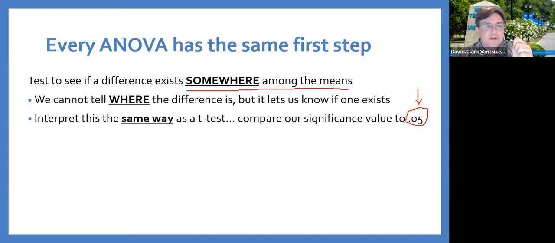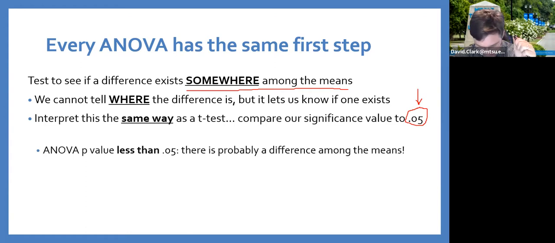So it's the same way as a t-test, guys. If the ANOVA p-value is less than the alpha of 0.05, your interpretation of the ANOVA is that there is a significant difference among the means. All right, so that's that question right there. You guys, it's like the third line down. If the ANOVA p-value is less than the alpha, your interpretation is that there is a difference among the means.